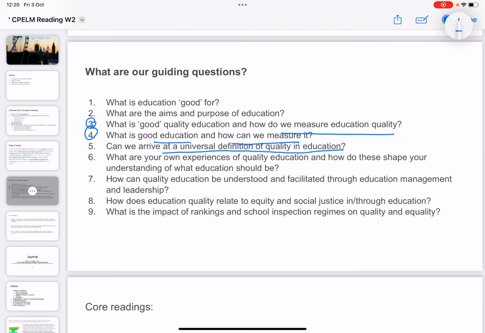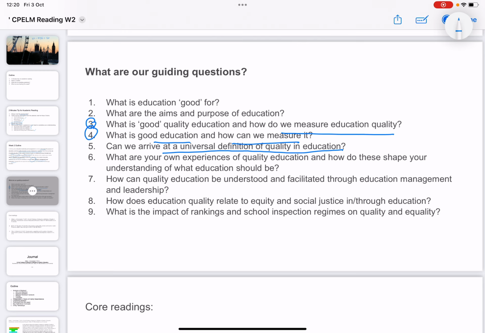I think this is what we actually really talked about in the first week. I remember in the first group we were talking about how we can have a universal definition if we really want to move away from test scores or rankings and so on. I think this is where we are at now actually. Can we arrive at a concrete definition? I don't think we can, but that is what this week is trying to interrogate as well.